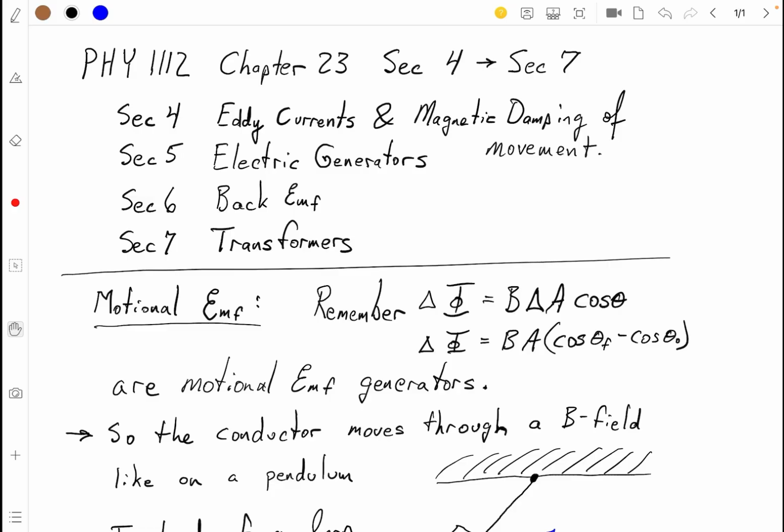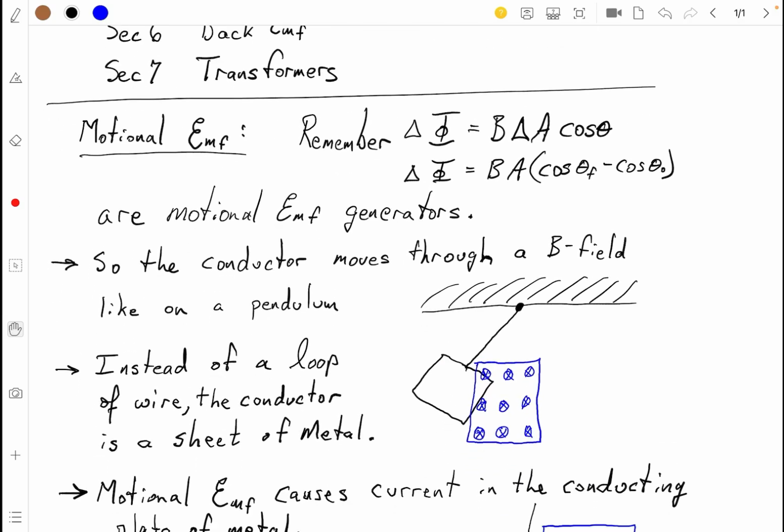So section 4, we're going to talk about eddy currents and magnetic damping of movement. You'll see here in a second what we're talking about there. Then we're going to talk about electric generators and motors and the differences. Section 6 is the back EMF of a motor, and section 7 is all about transformers. So they're more than meet the eye. That's all I have to say about that.